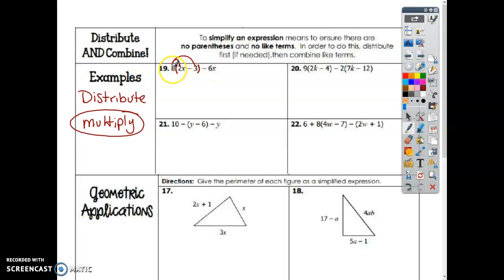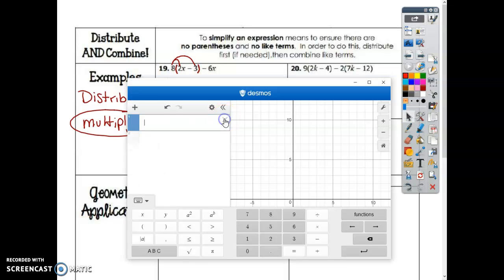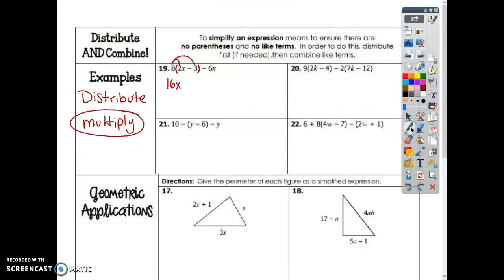Okay? So what is 8 times 2? 8 por 2? 16x. Okay, because this one has an x, so this one's going to have an x. What's 8 times negative 3? Let's put it in the calculator. 8 times, we're going to use this button, negative 3. It's negative 24. So right here, I'm going to put negative 24.